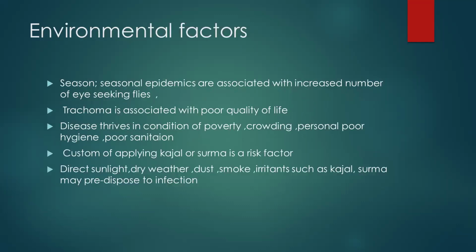Then environmental factors. Seasonal epidemics are associated with increased risk of eye-seeking flies. Trachoma is associated with poor quality of life. The disease thrives in conditions of poverty, crowding, poor personal hygiene, and poor sanitation. The custom of applying kajal or surma is a risk factor because this is a fomite which an infected person can use, and then the disease will be transmitted. Dry weather, direct sunlight, dust, and smoke irritants may predispose to infection.